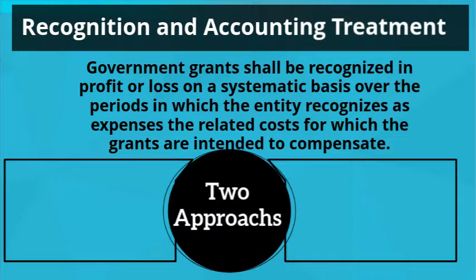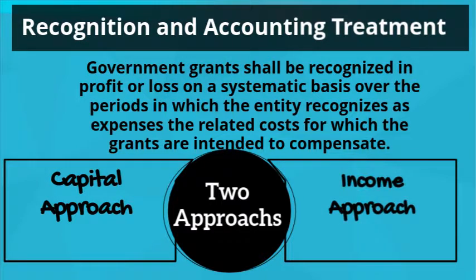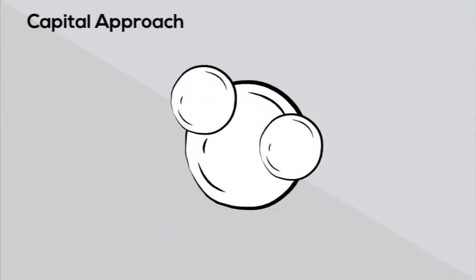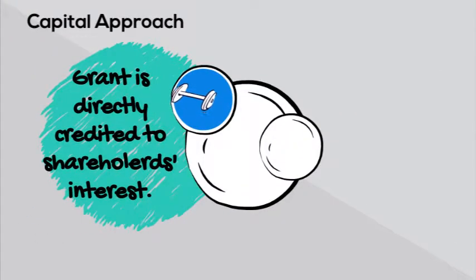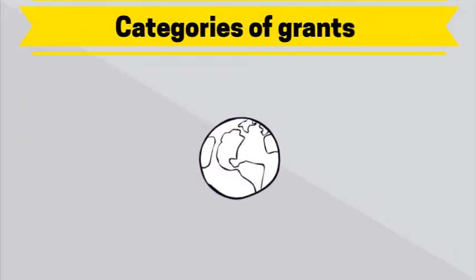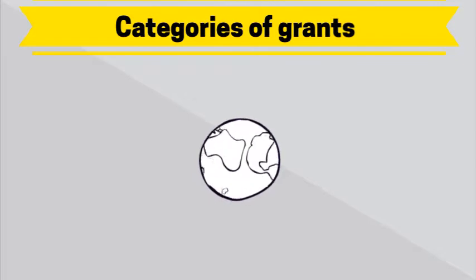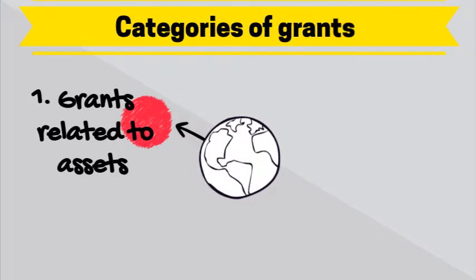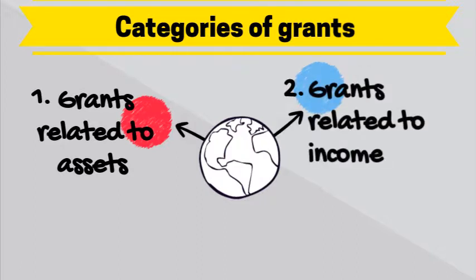There are two approaches to accounting for government grants. The first one is the capital approach and the second one is the income approach. Under the capital approach, the grant is credited directly to shareholders' interest. Under the income approach, the grant is credited to the statement of comprehensive income over one or more periods. Therefore, there are two categories of grants. First is grants related to assets, second is grants related to income.